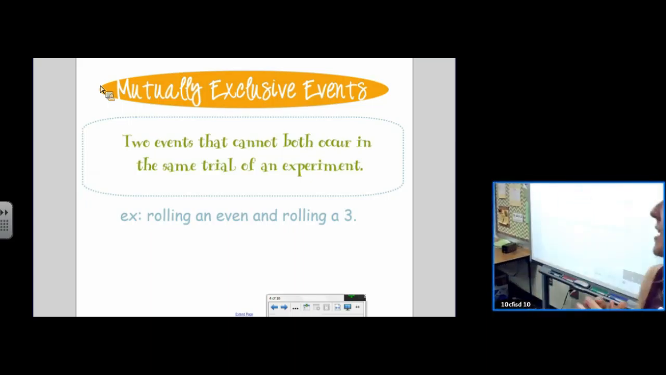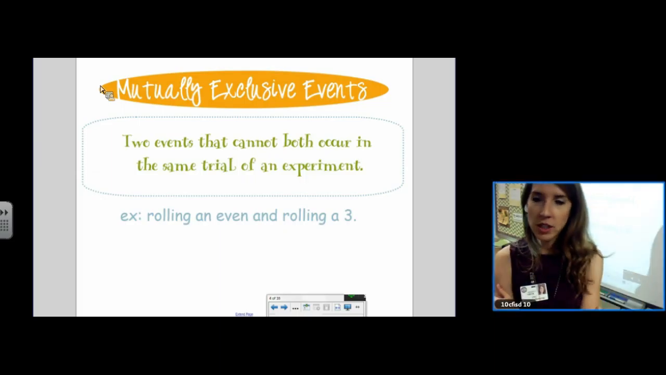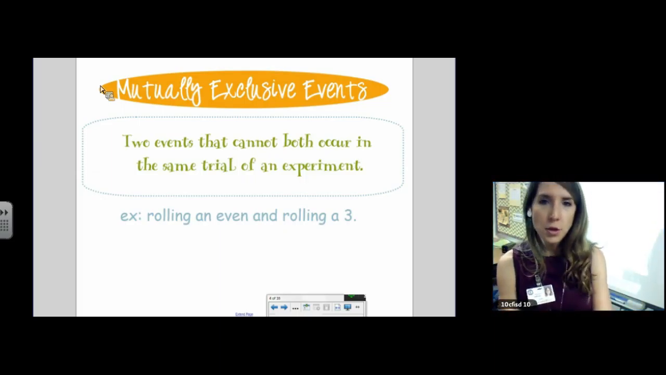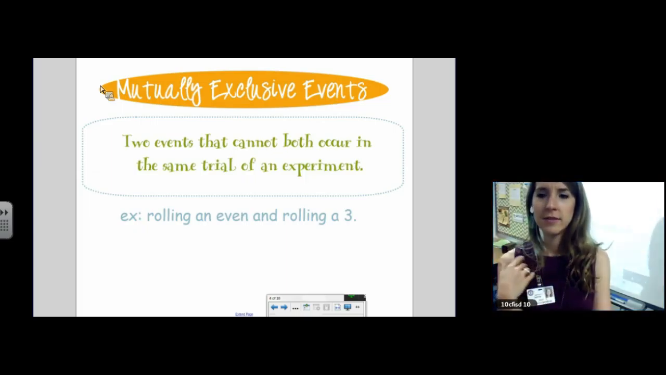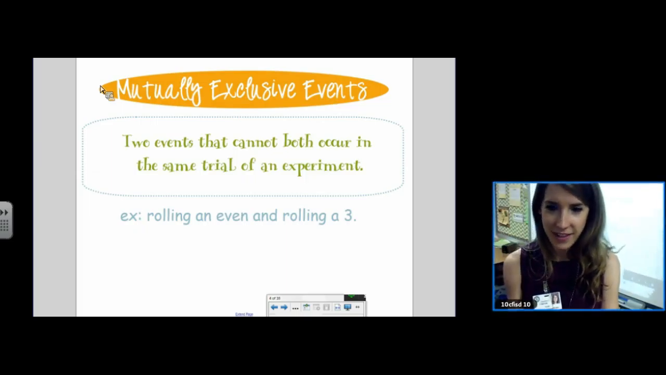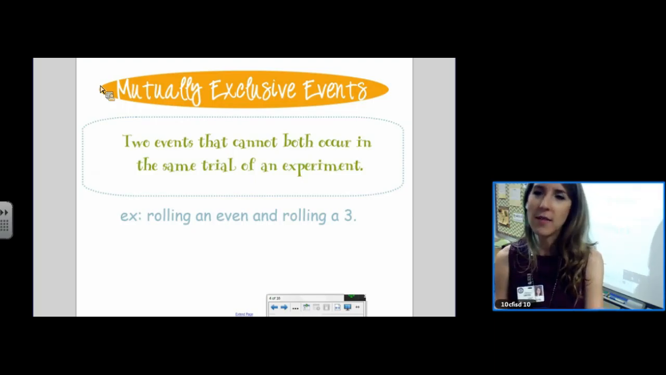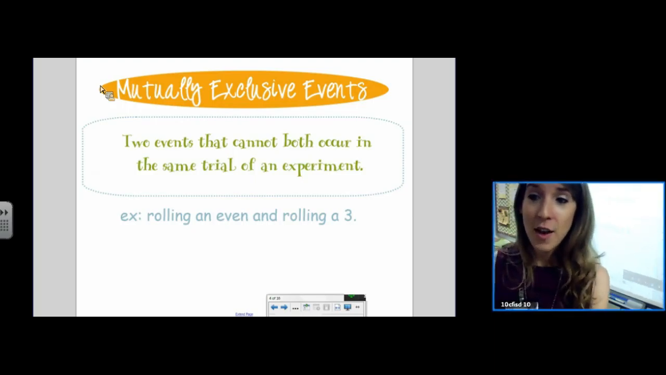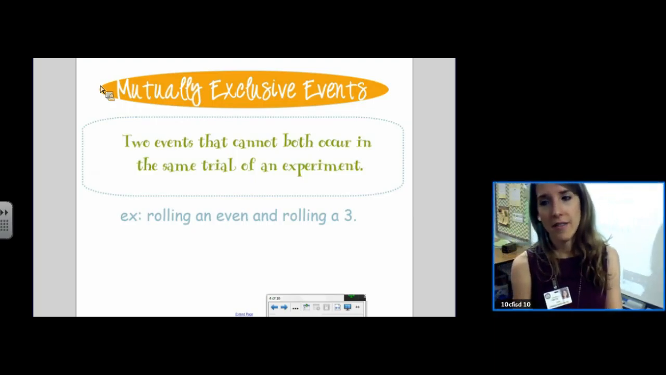This is just kind of a fancy word. You've heard this word before, but maybe you haven't used it in the probability context. Mutually exclusive events. Mutually exclusive. Say that out loud. Mutually exclusive. You'll hear people say that throughout your life. Two events that cannot both occur in the same trial of an experiment.